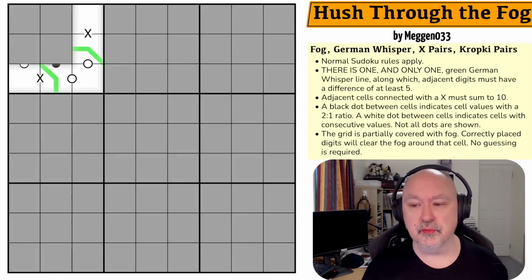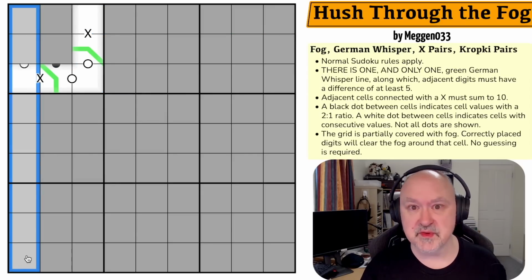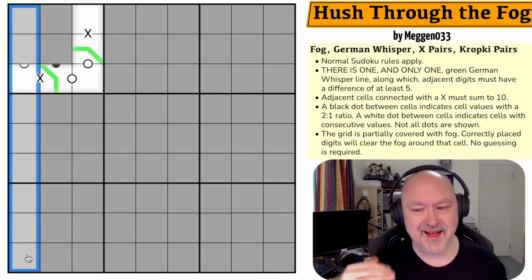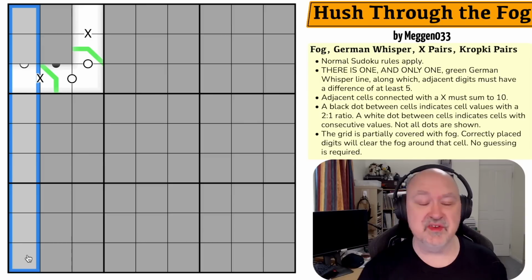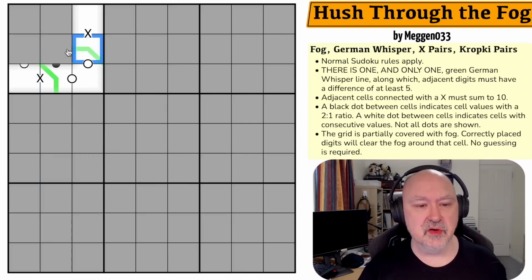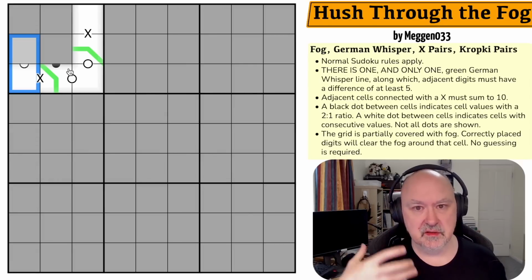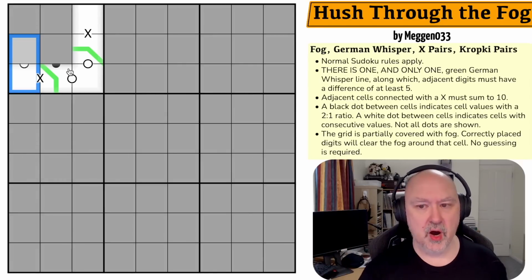So what are the rules of Hush Through the Fog? So we've got normal Sudoku rules. So in every box, in every row, and in every column, the digits 1 to 9 must be placed without repetition. Now, it's the last rule given in the rules of the puzzle, but I'm going to give it next because it's the most obvious question, which is what's all the grey stuff? Well, that's the fog. And you'll notice that there's a lot of constraints and everything that you can't see all of because the fog is rendered over the rest of the clues in the grid, and therefore hides them.